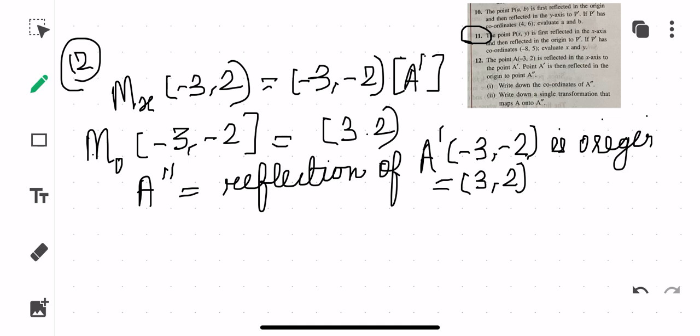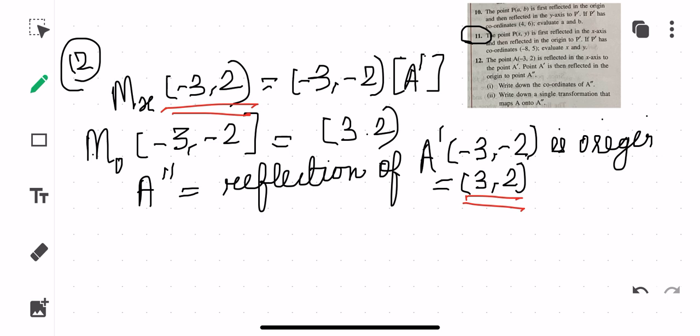Okay, so these are the coordinates of the first sub question, that is 3 comma 2, A double dash. Write down a single transformation that maps M onto A double dash. Okay, so single transformation means what, children? Instead of going from the x-axis and then to the origin, they are asking: can this point M (-3, 2) be converted directly to (3, 2)? Is there a single transformation?